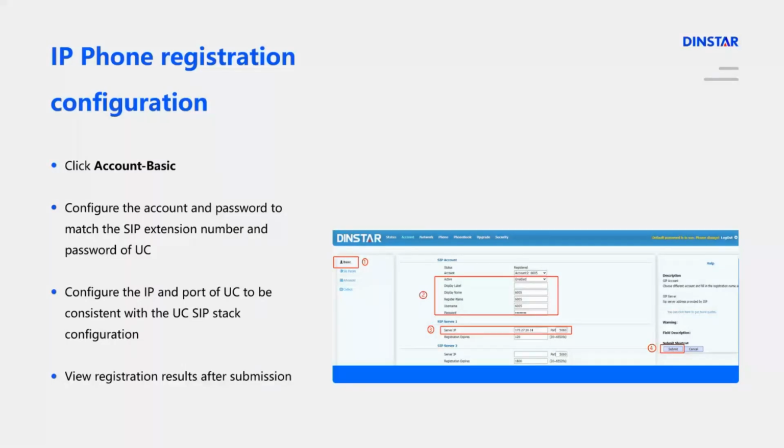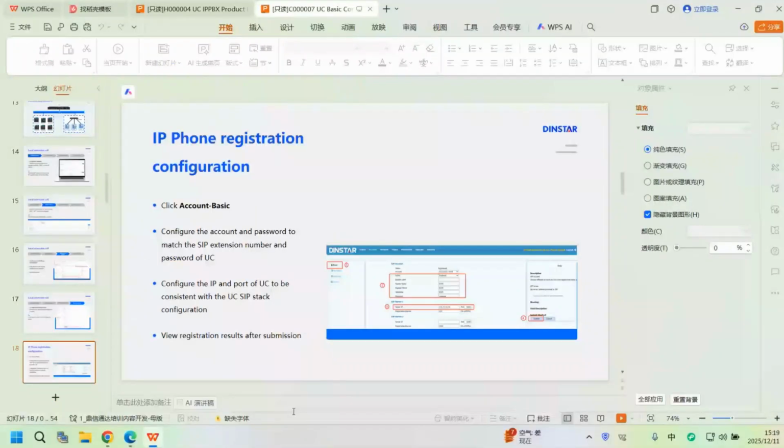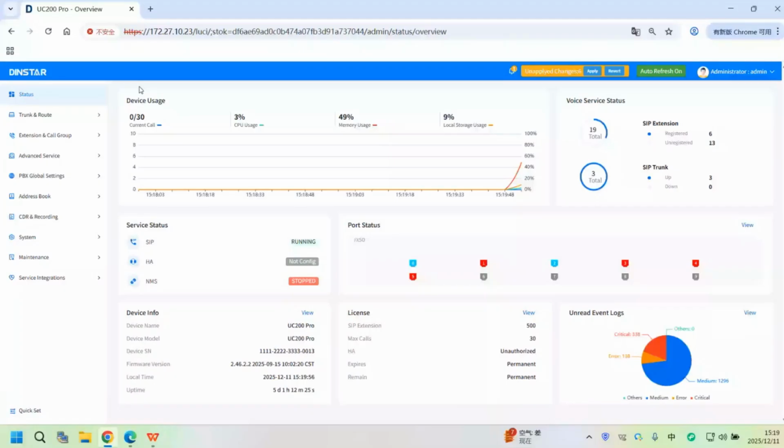Yeah, we can have a check. Let's check it. After we log in, we can check the status of our UC. We can see the device usage, the service status about the SIP, HA, and AMS, and also the device information, the license information, and the port status, and also the voice service status.